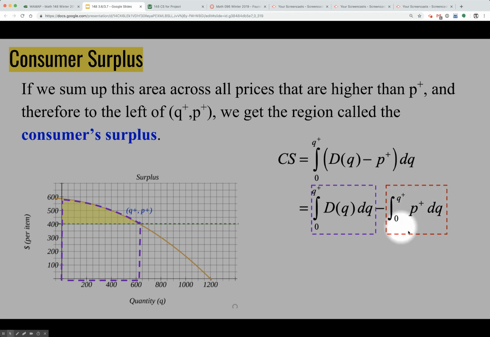This is the area underneath this line. So it's the area underneath the green line down to the x-axis, and that's the red rectangle. So if I start with the purple rectangle, the large area, and then I remove the lower red rectangle, what remains is the yellow shaded region, and that is called the consumer surplus.